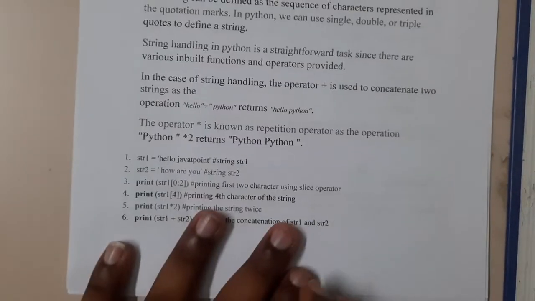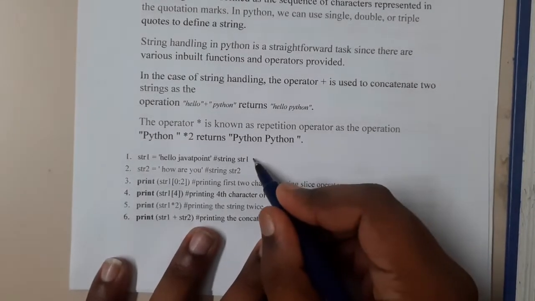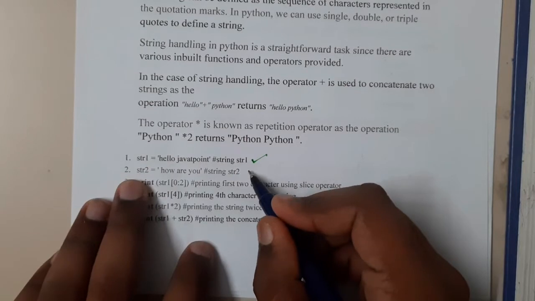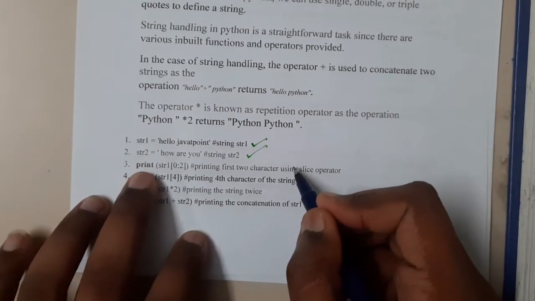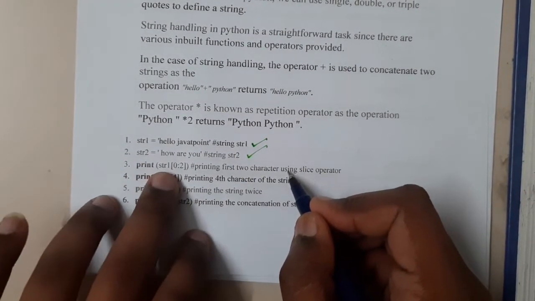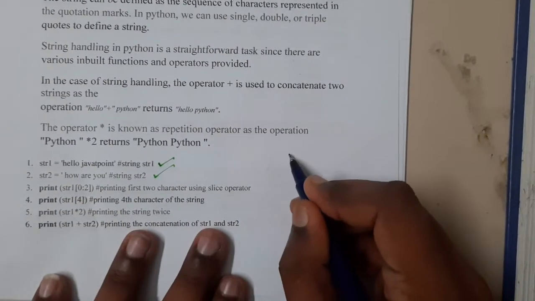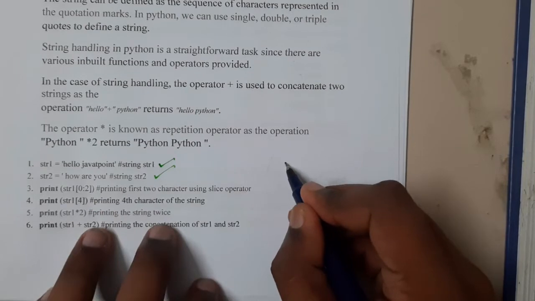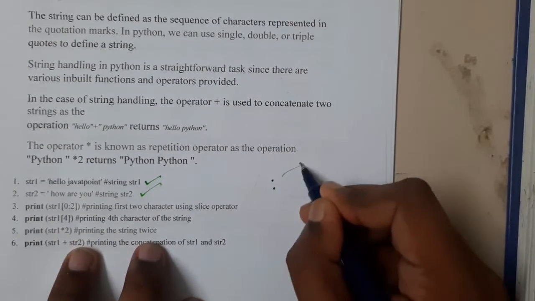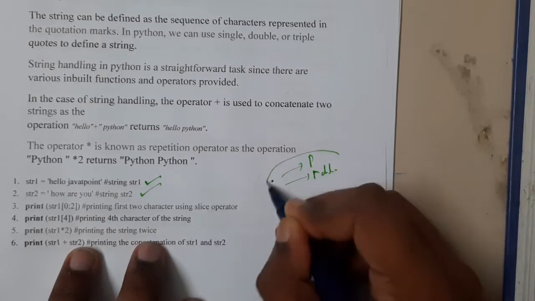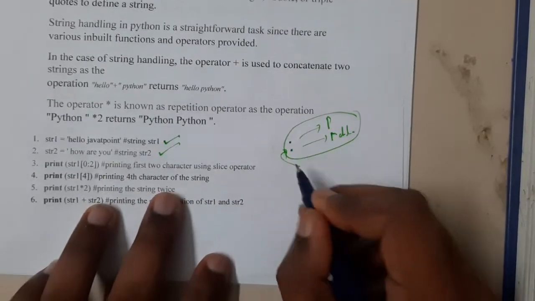So here there's a small example. Assume string 1 is hello Java point. String 2 is how are you. So you are writing print str1 of 0:2. So remember, guys, there are only a few languages with the colon operator. I know only two languages among them. One is Python and one is MATLAB. So these two languages use colon, guys.